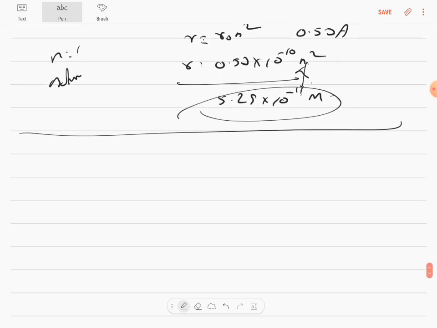Okay, next is, with this we can find the radius of any orbit, because R is equal to R naught into n square, which is 0.53 Angstrom into n square. The radius of any orbit can be found out. Like if an electron is in the 4th excited state: n is equal to 1 stands for ground state, n is equal to 2 stands for first excited state, so n is equal to 4 stands for third excited state.